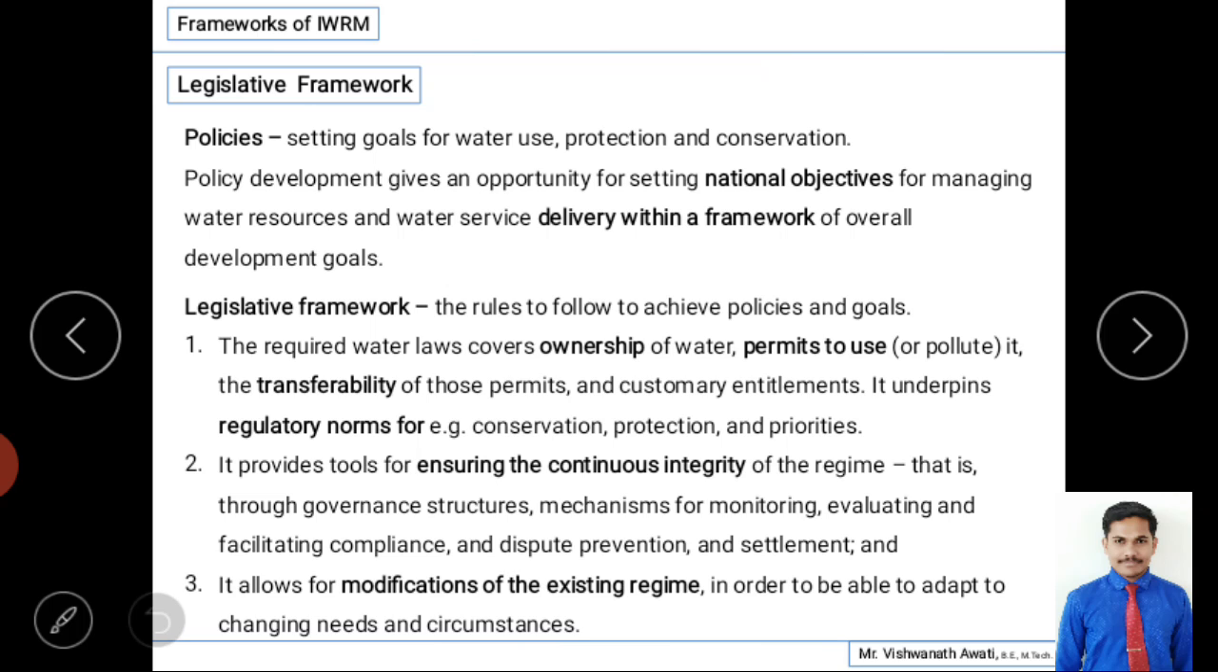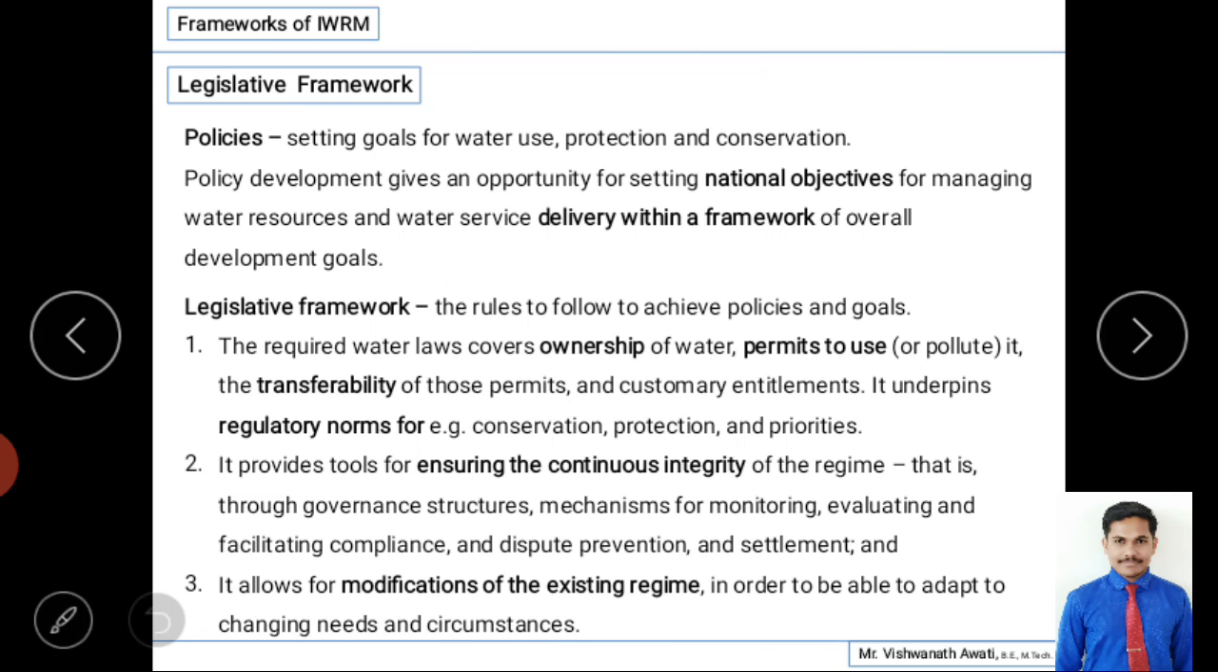Based on their study, and based on the regional requirement or the national benefits, they have told that drinking water is the first priority, second is irrigation, third one is hydropower generation. Different industrial supply depends on the requirement, but here also they will give prioritization of water use. And it also sets the regulatory norms for conservation and protection, and even customary entitlements, right?